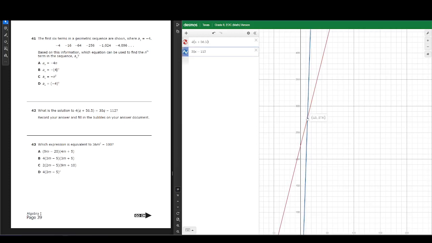So the x is where they're going to be the same. Remember that my variable in these two equations is an x, so I'm looking for the x value here. The 278 is not relevant. It's the 13 that we care about.